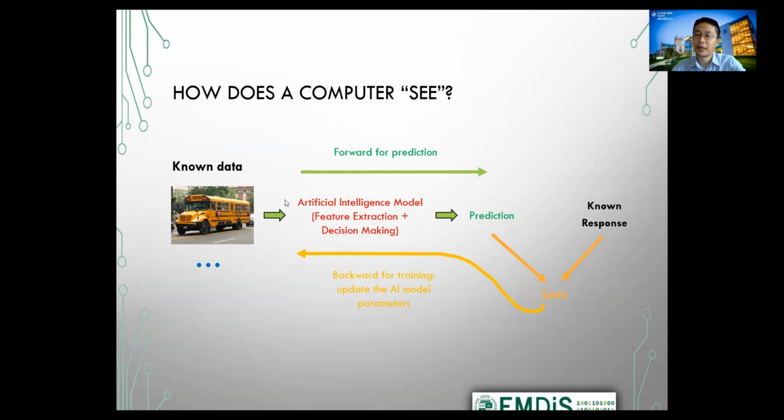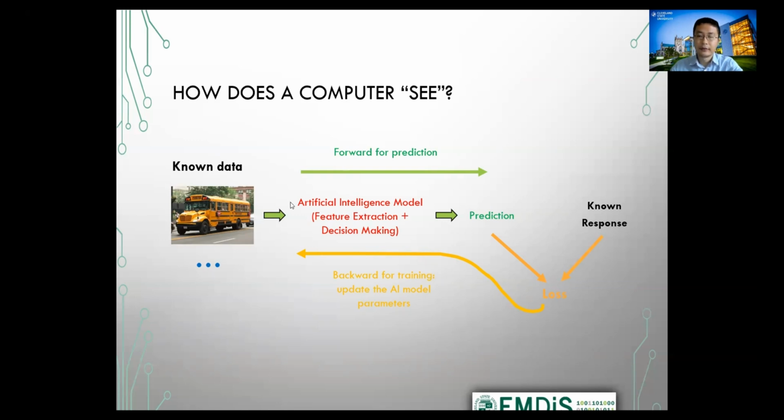When you have the prediction, because you have the image data and the known response, we can measure the inconsistency between your prediction and the known response. Sometimes this known response is called the label, the ground truth label. We compare the prediction and the ground truth label, so we know how large the inconsistency is. This is called the loss. Based on this loss, we can do a backward propagation to update the model parameters. We do backwarding for training, to update the AI model parameters. In this way, we can train the model.